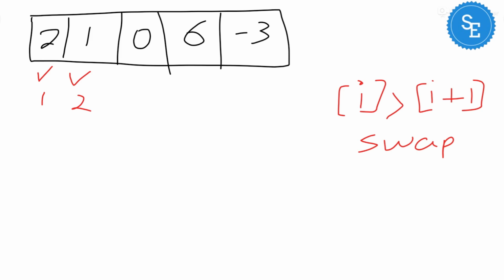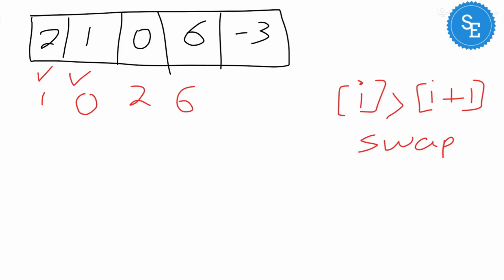Do we need to do a swap between 2 and 0? Yes, because 2 is greater than 0. So again we will be doing a swap. This 2 will come to this position and 0 will be here. Again we check 2 and 6, and we see that 2 is not greater than 6, so a swap is not needed now. In that case we will just copy the value of 6 here.